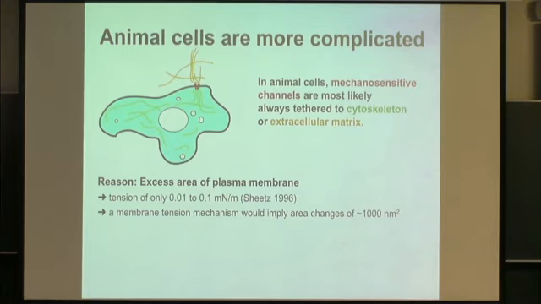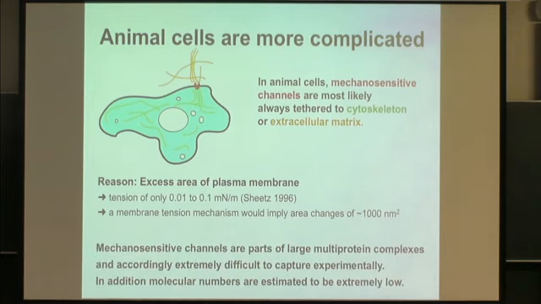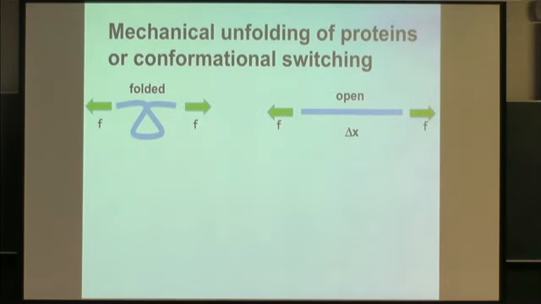Okay, so in some cases these channels are proven, but in general for animal cells, mechanosensitive ion channels are a pretty dicey business if you want to prove it. And the problem there is they are part of large multiprotein complexes, and therefore, if you would like to purify them to do experiments on them, you would have to reconstitute the whole complex, which is close to impossible.